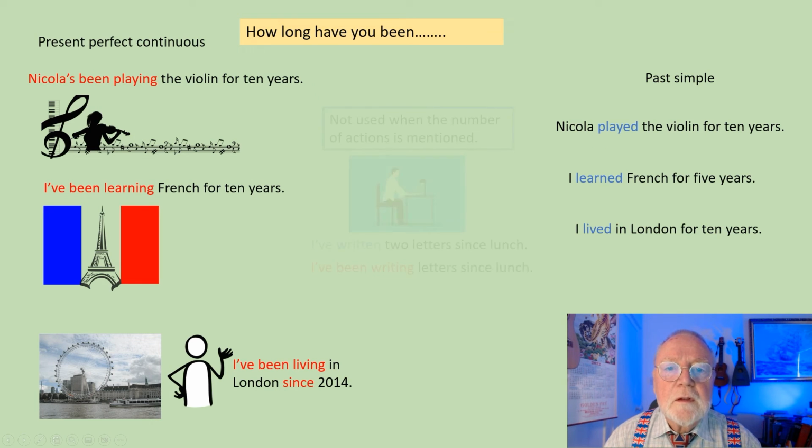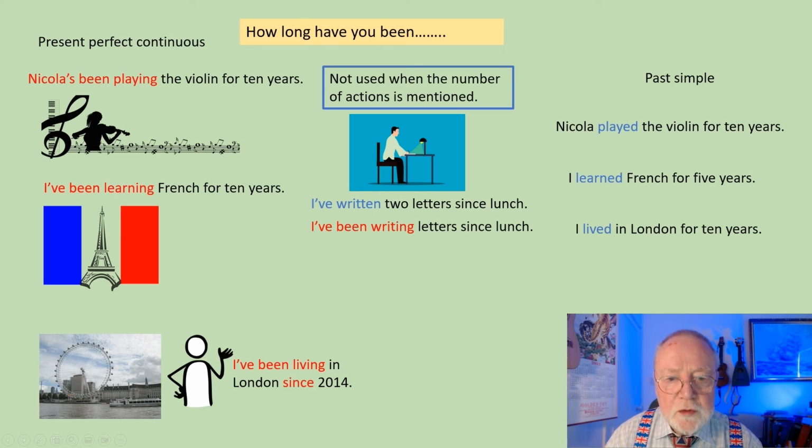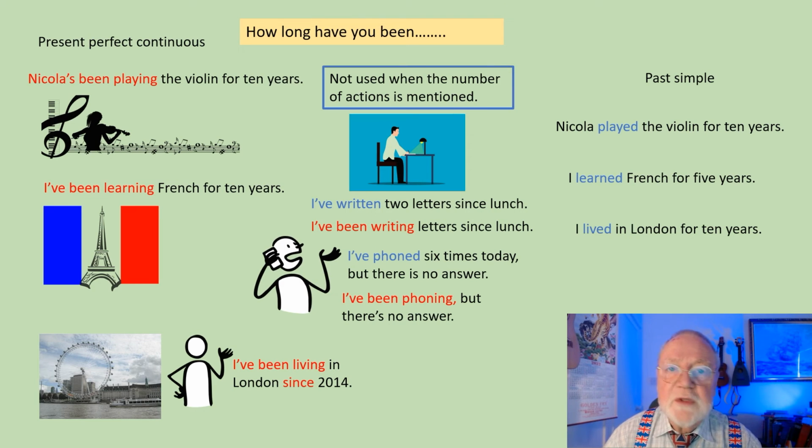Now here is a situation where we do not use the present perfect continuous tense: when we mention the number of completed actions. So I could say in the present perfect, I have written 2 letters since lunch. But if I was doing it continuously without a break, I've been writing letters since lunch. I've phoned 6 times, but there's no answer. Present perfect. I've been phoning, but there's no answer. Present perfect continuous, because I didn't mention the number of times I completed the action. So be careful with that one.